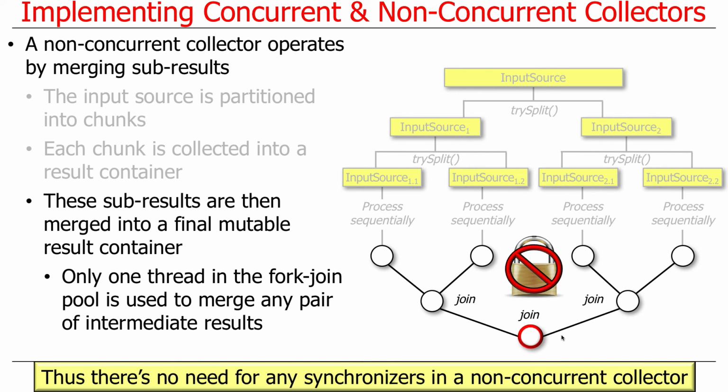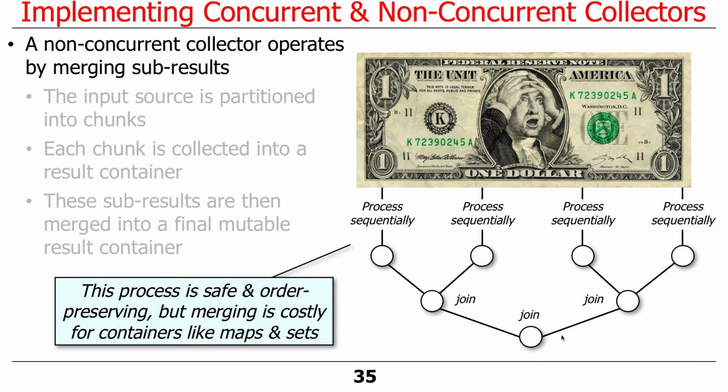Because the parent thread always does the merging, there are never any issues of two threads trying to merge something together with a non-concurrent collector, so there's no need for any synchronizers. We don't have to have any locks in the code to do that. So this is actually very easy to write, although we'll see that there are some situations where it doesn't perform very well.